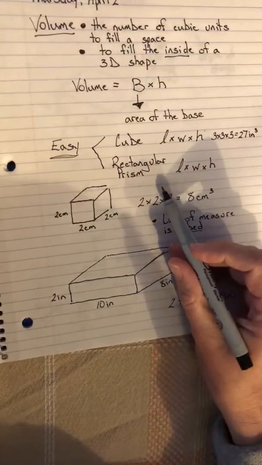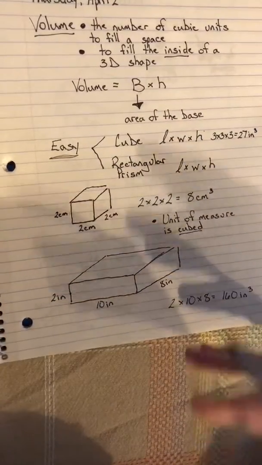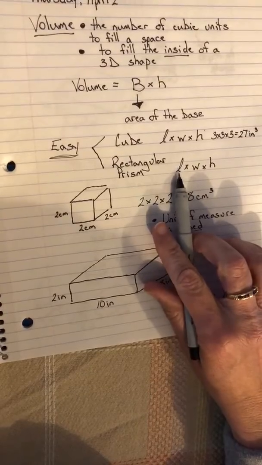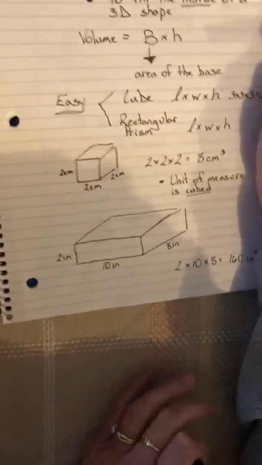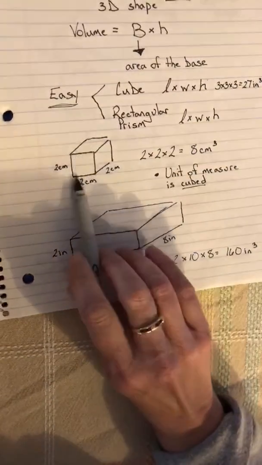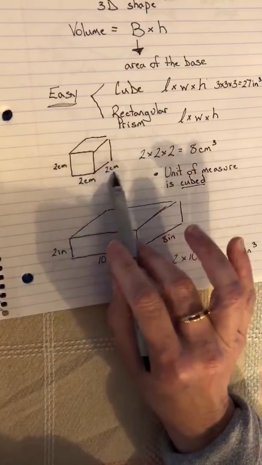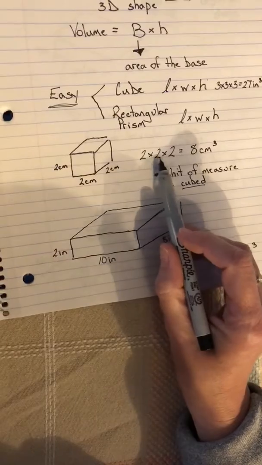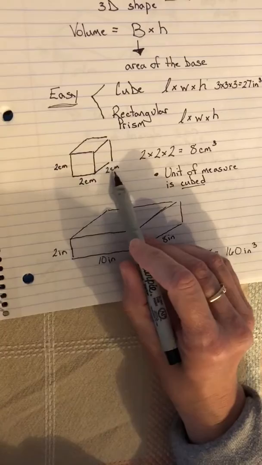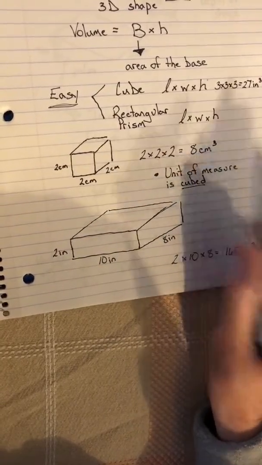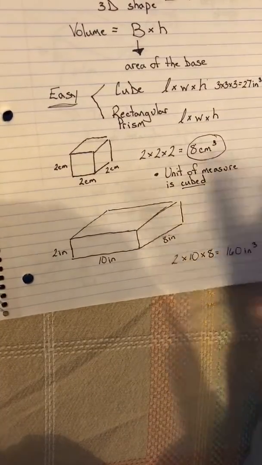Now, with a rectangular prism, because the lengths of the sides are different, all we need to do is length times width times height to get the volume. So let's look at these 2 examples. Here's the cube. Notice each side is 2 centimeters. So we do 2 times 2 times 2, which equals 8. Centimeter times centimeter times centimeter, which is centimeter cubed. So our answer is 8 centimeters cubed.